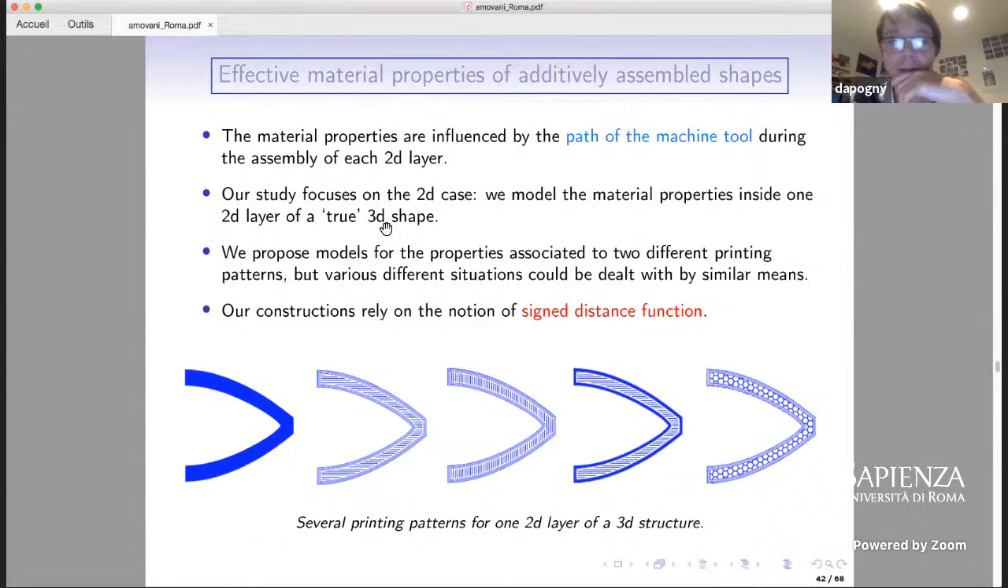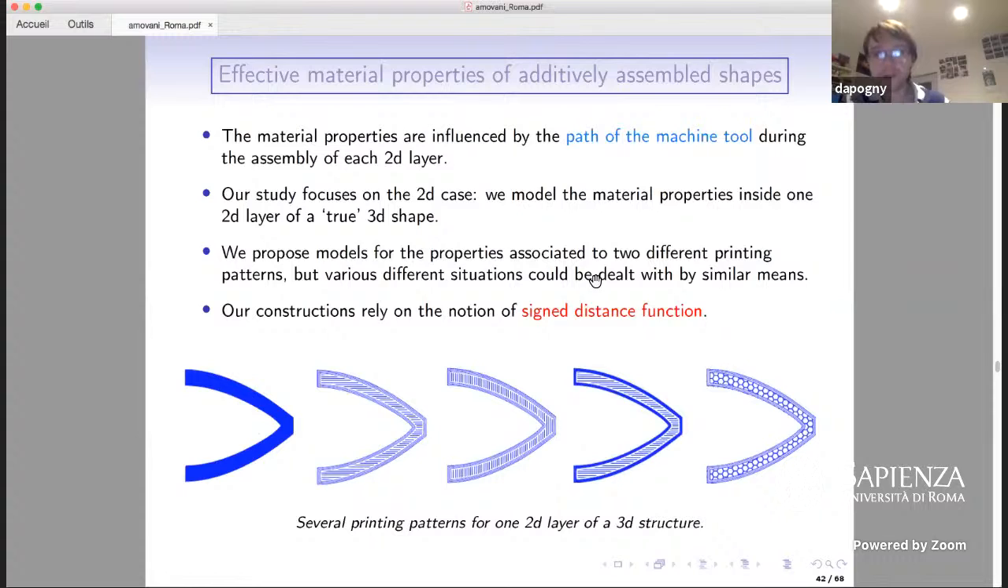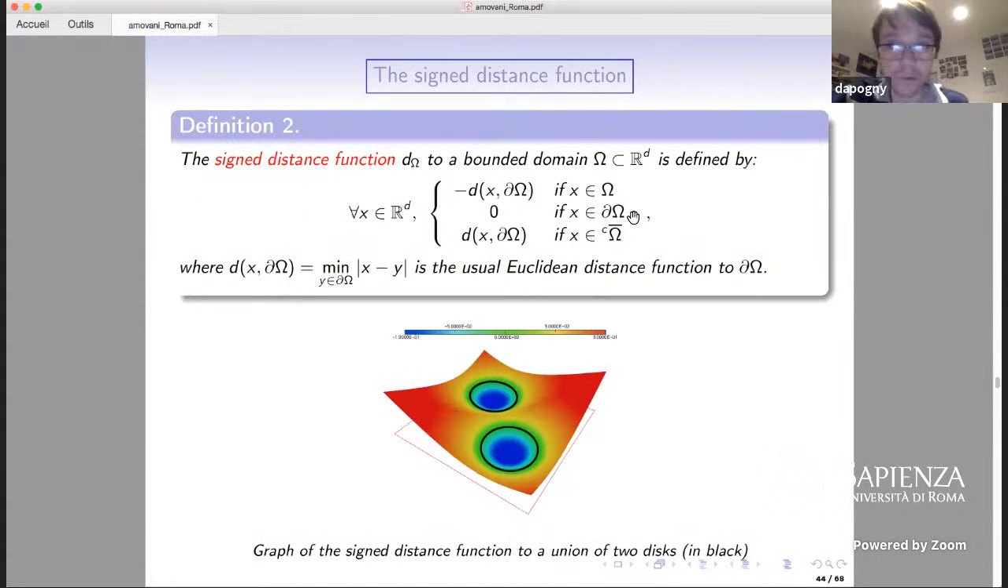And actually, this 2D model amounts to the assembly of one 2D layer, and a small increment of this model will allow us to deal with the 3D case, as I will explain in the following. So we will propose two models for considering the printing pattern of each 2D layer. And these models will rely on the notion of signed distance function, and I would like to say a few words about it just as a starter. So I just say a few words about the notion of signed distance function to a shape.